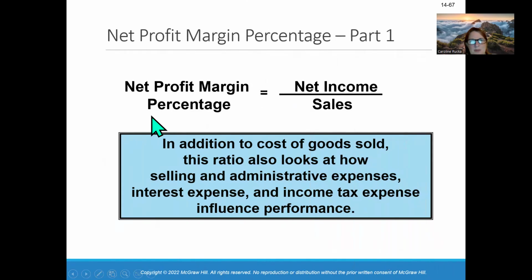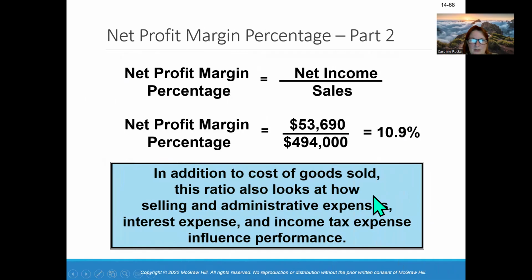Net profit margin percentage. That's net income divided by sales. So in addition to cost of goods sold, this ratio looks at how your selling and administrative expenses and interest expense and your taxes are influencing your overall performance.